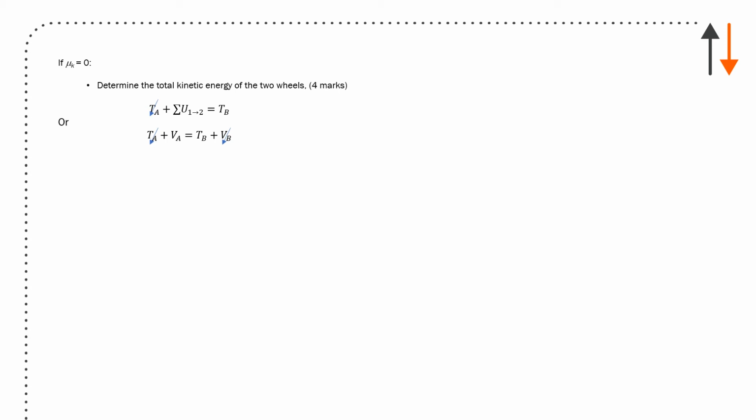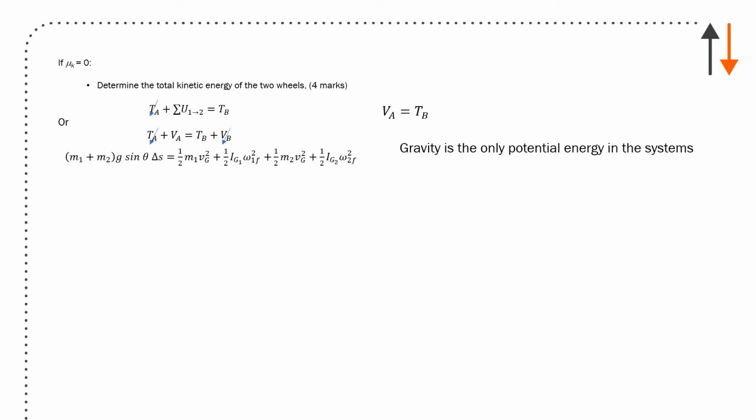At B, it's at the low point, and that's going to be my defined datum, so VB is equal to 0. Gravity is the only potential energy. So VA equals TB, whether you write it as a work term or a work energy, gravity. If I put in all the terms, at the top I have gravitational potential energy, which is this term right here.